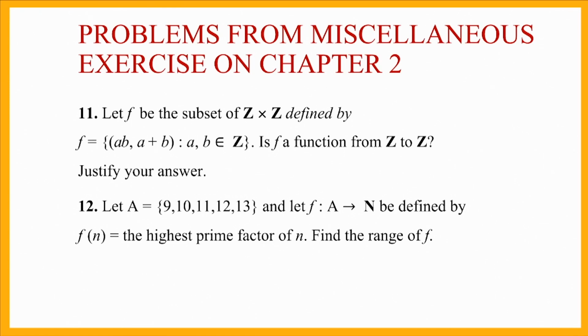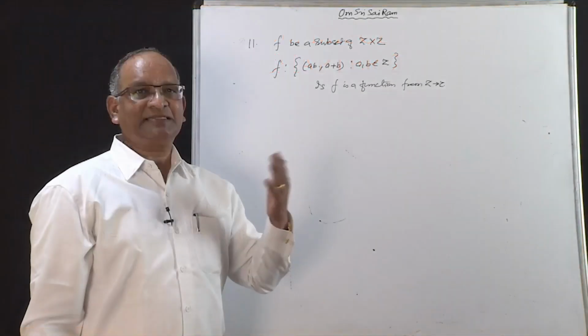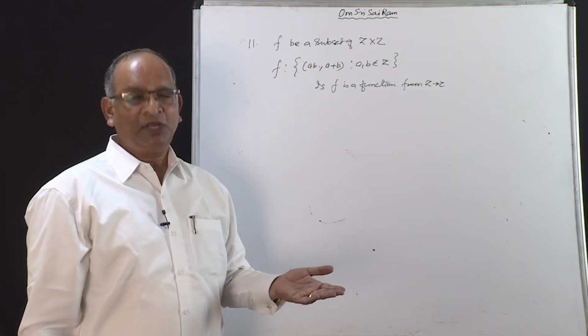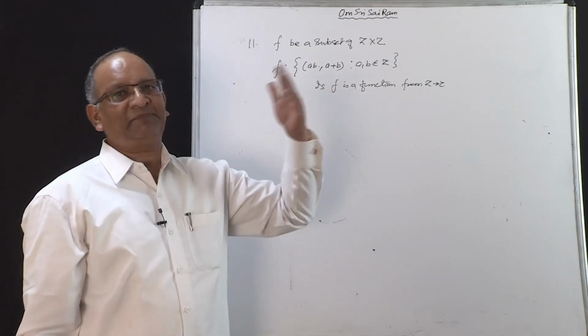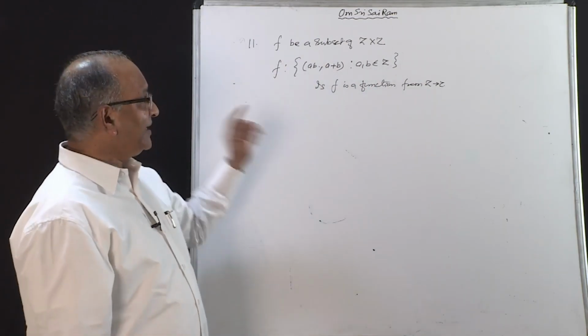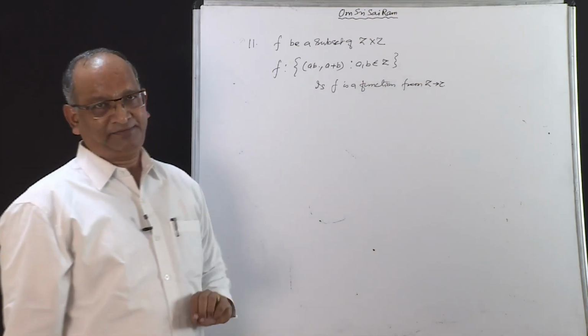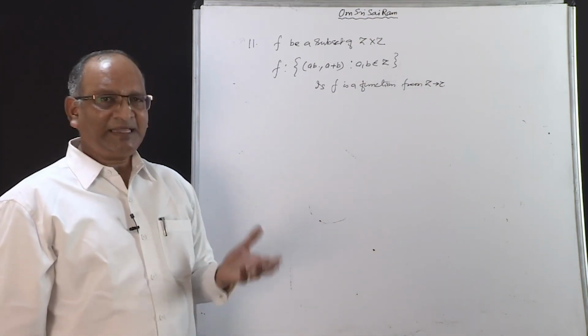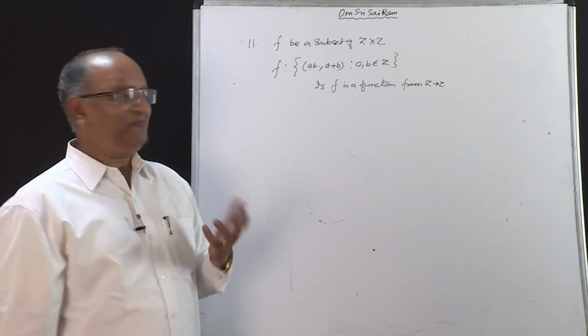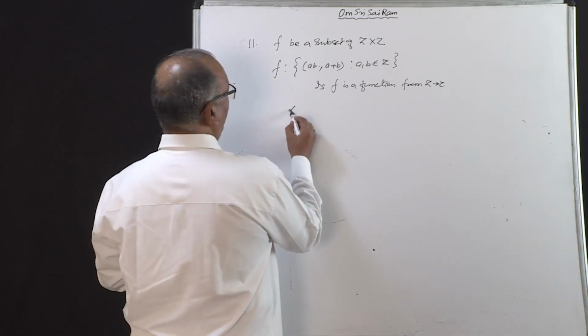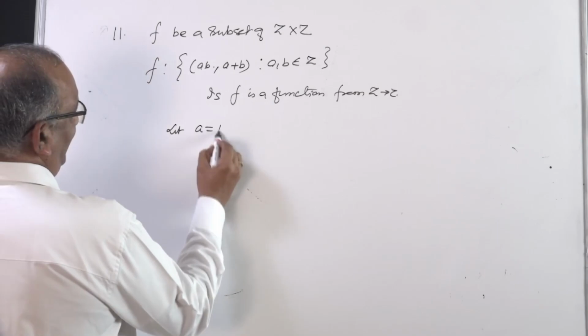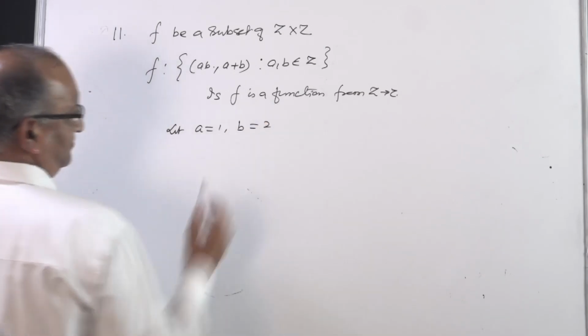What is Z cross Z? Z cross Z is the Cartesian product. We have studied that a relation is a subset of a Cartesian product. A function is a subset of a relation. So we can say that a function is a subset of a Cartesian product. What he is asking is, is F a function from Z to Z? Take some examples to check. Give some values. Let A equal to 1, B equal to 2.